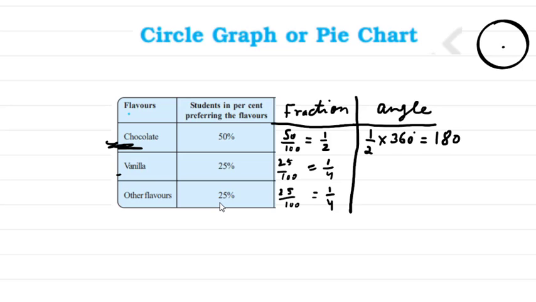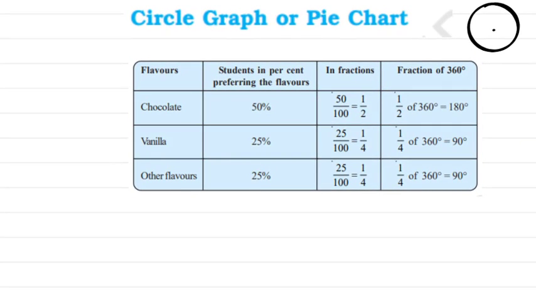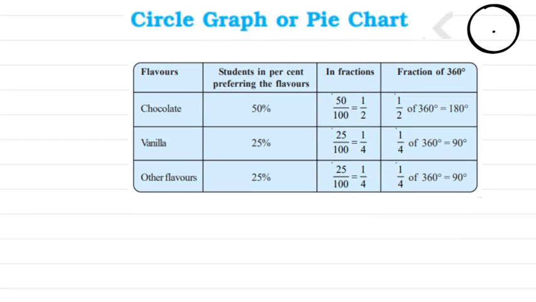So here this will be 180 degrees, then 1/4 of 360 will give you 90, and then 1/4 of 360 will give you 90 degrees. Now from where I have taken all this: the first value is half, so half into 360 is 180. 1/4 into 360 is 90. 1/4 into 360 is again 90. So finally you will get this table. And now the important step is to draw the pie chart.